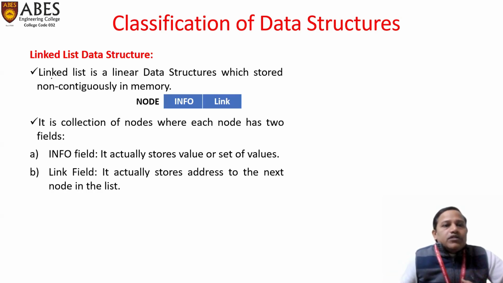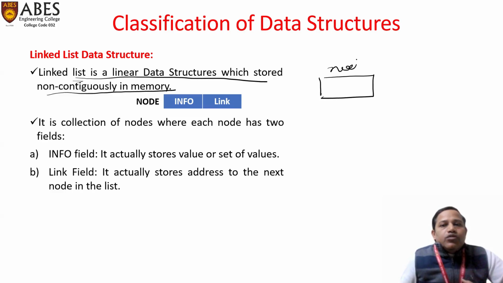Another linear data structure is the linked list data structure, which is stored in non-contiguous memory locations. Here the value is stored in the form of a node. The node contains two pieces of information. The first one is the data part and the second one contains the address part of the next node. It contains the address of the next node.